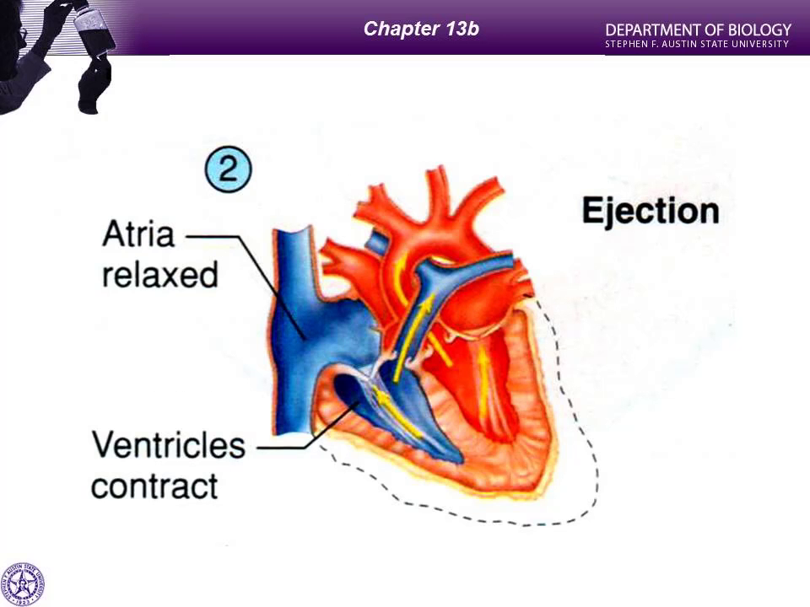So in our stage 2, we've got the heart compressing, contracting, and you see our yellow arrows. They're going out the pulmonary trunk and the aorta. They're pushing against our AV valves, but they're closed. Blood cannot get back to the atria.